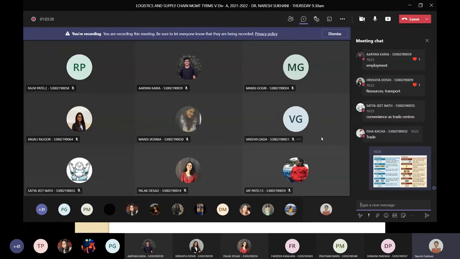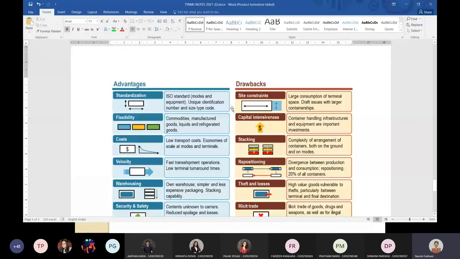We go through the usage of containers, so advantages and drawbacks. You would see standardization, which is possible with the help of containers, 40 feet containers, 20 feet containers. Flexibility: commodities, manufactured goods, liquids and refrigerated goods. There can be provision inside the containers for refrigeration also. The cost: lowest transport cost, economies of scale when containers are moved together. Velocity: fast transmission and operation, and low turnaround times.